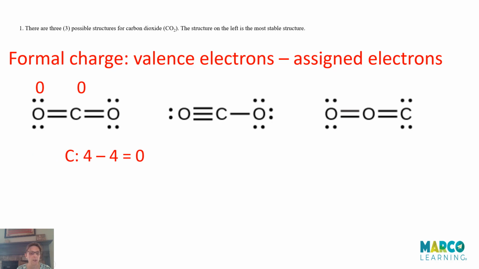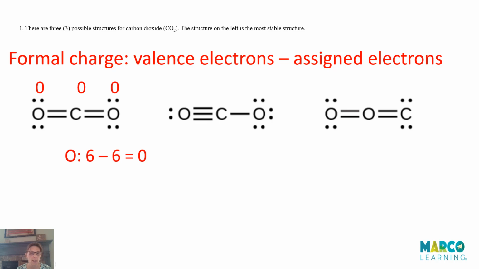So we know that carbon has 4 valence electrons. We can see that carbon has 4 electrons assigned to it because it has 4 bonds. So we get 1 here, 2, 3, 4. 4 minus 4 is 0, so the formal charge on the carbon is 0. And then we have the next oxygen, which you can see looks just like the one on the left-hand side of the molecule. There are 6 valence electrons minus 6 assigned, which gives us a formal charge of 0.